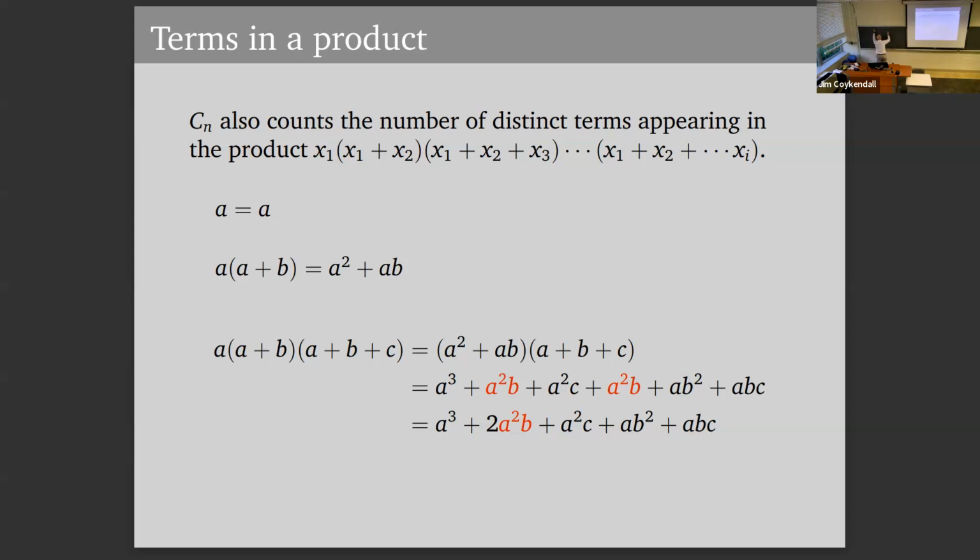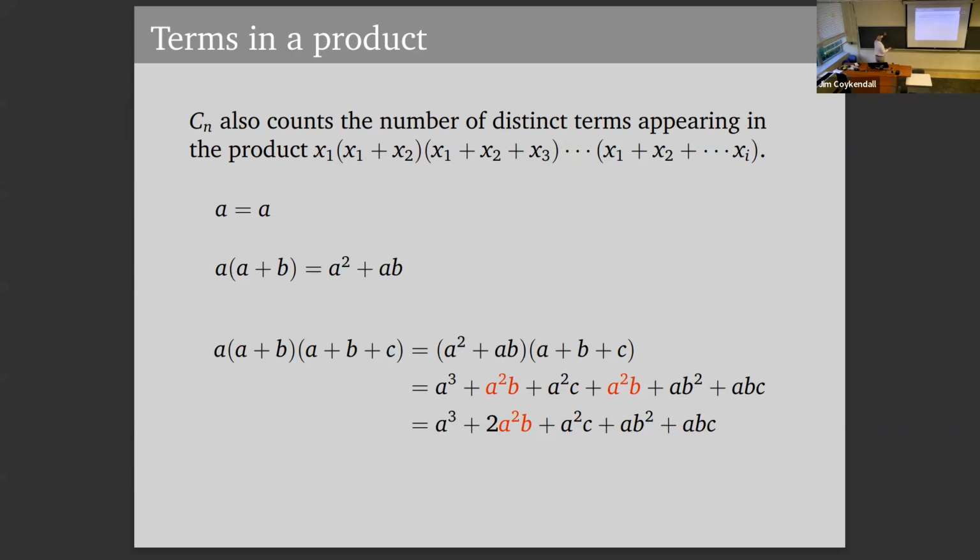And then multiply this times a plus b plus c plus d. And so we get a cubed a to the 4 plus a cubed b plus a cubed c and a cubed b. And then 2a squared b times a is 2a cubed b. And then 2a squared b times b, so 2a squared bc and 2a squared bd.